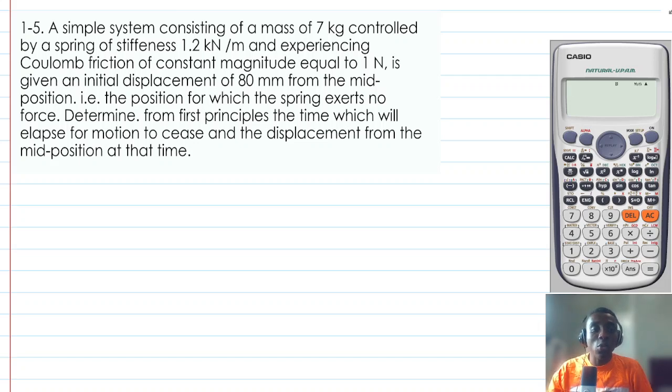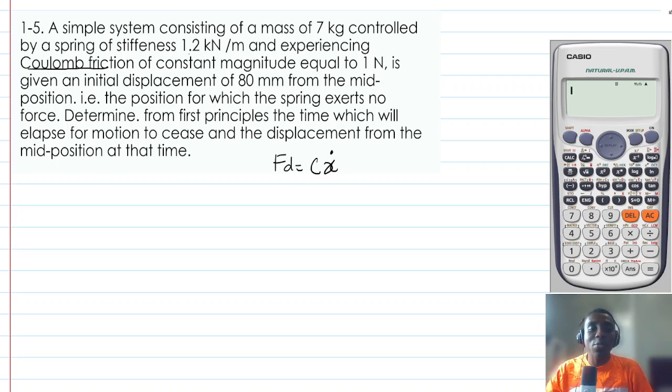You realize that for viscous damping, the force is proportional to something like c x dot, but this one is not like that. This one is dry friction or Coulombic friction, so it's not the same.